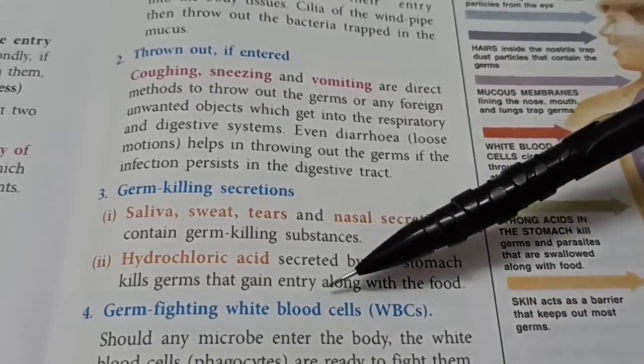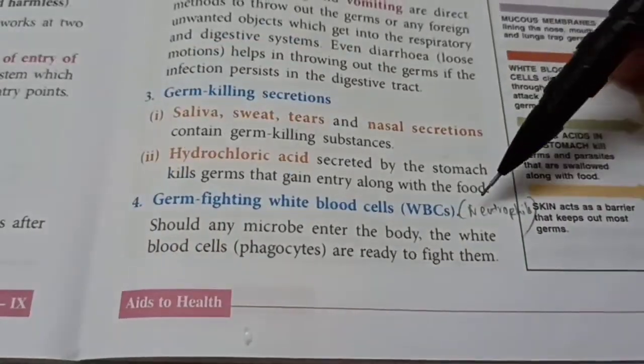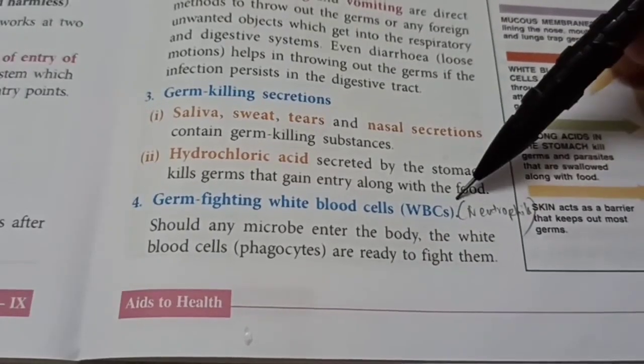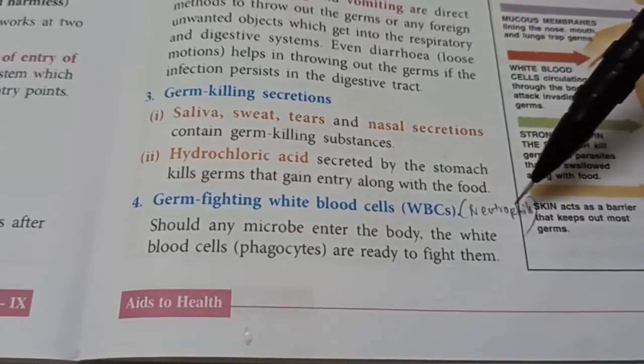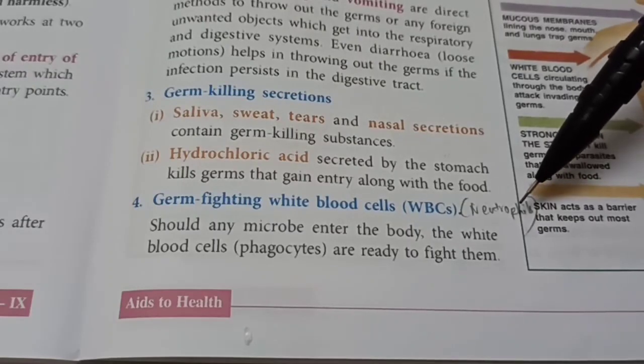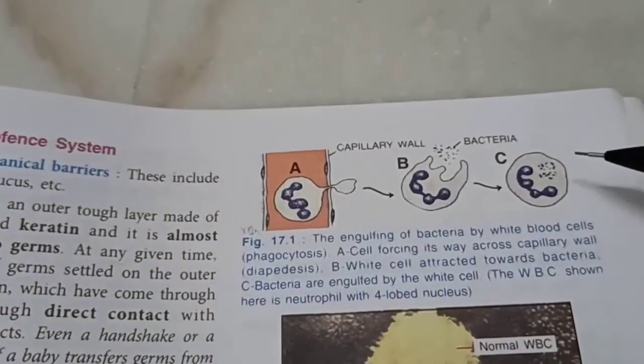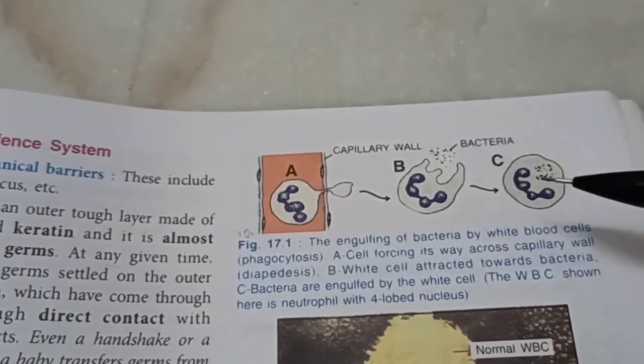And finally, we have some WBCs. They are germ fighting. Specifically, they are neutrophils. You see, WBCs are of many types, and neutrophils are not specialist WBCs. They generally attack any microbe or any foreign object which enters our body. They are also called phagocytes because they do phagocytosis to destroy bacteria.